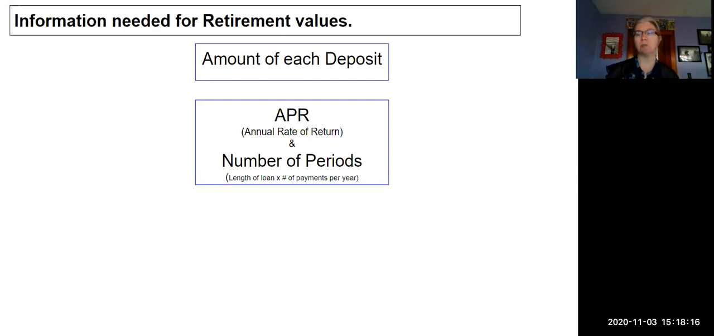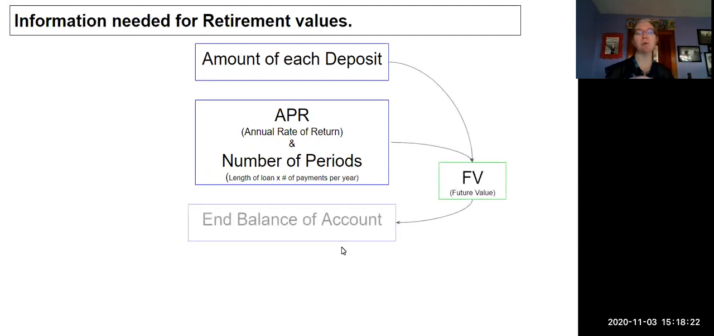In our course, we use Excel to figure out the balance on our account. So if I take those three inputs and put them into the Excel function FV, which stands for future value, it will give us an output, which is the end balance of the account. Okay, pretty simple, pretty straightforward. Once we have all those values together, we'll use our quantitative reasoning to answer some questions.